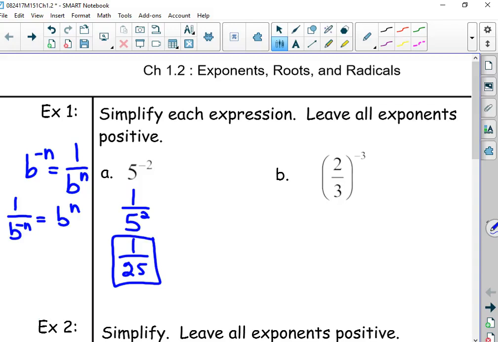Okay, so we have a rule that says we can apply that exponent to both the numerator and the denominator. So that's going to look like this. I'm giving myself a little bit of room. 2 to the negative 3 over 3 to the negative 3.